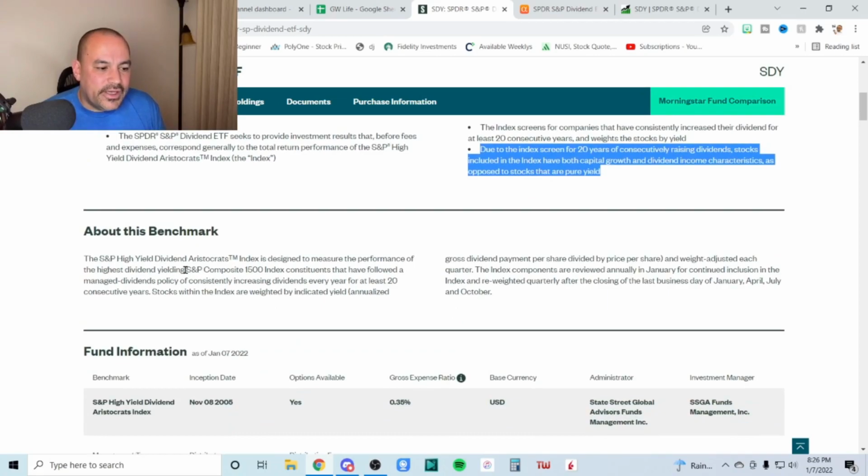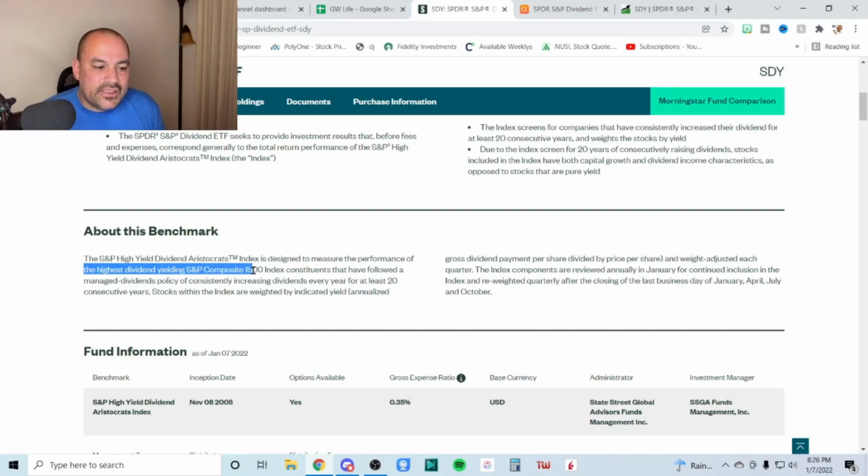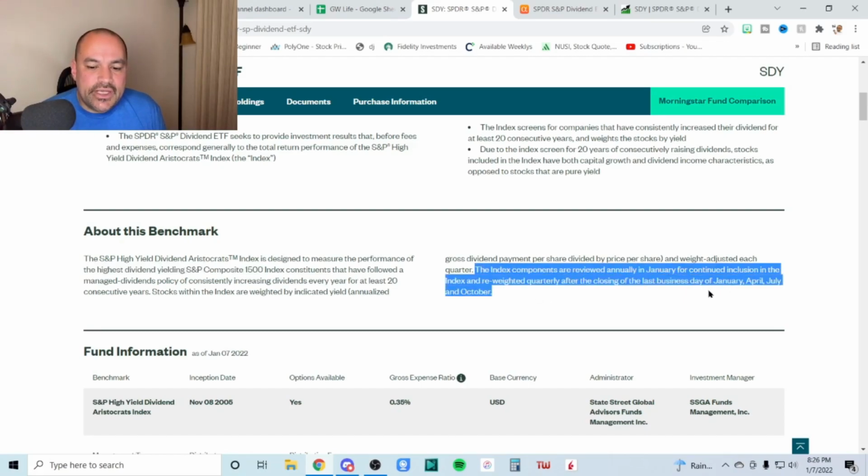And that's showing you right here. It measures the performance of the highest dividend yielding stocks in the S&P Composite 1500. Now the 1500 does include the 500, by the way. They are weighted by dividend yield, so the highest yielders in there are going to be top heavy. The index components are reviewed annually in January for continued inclusion in the index and reweighted quarterly after the close of the last business day of January, April, July, and October.